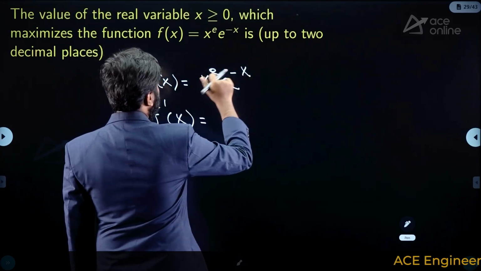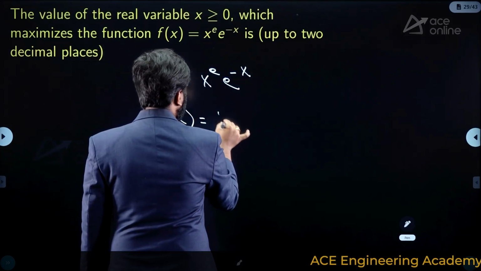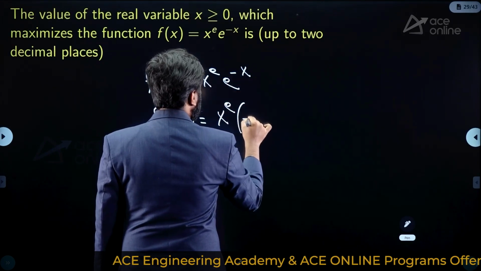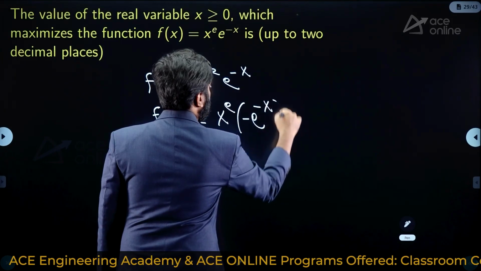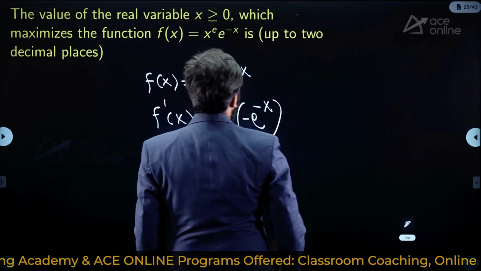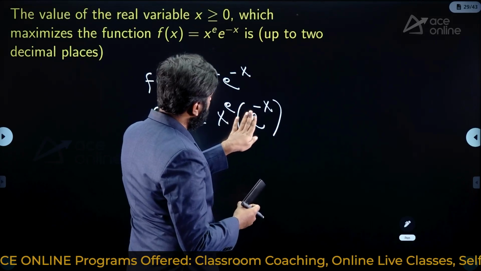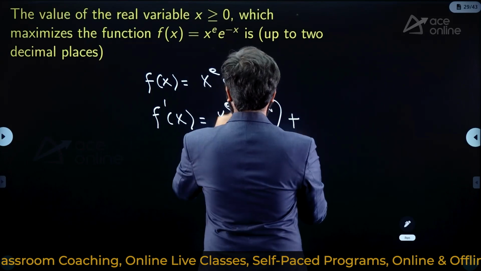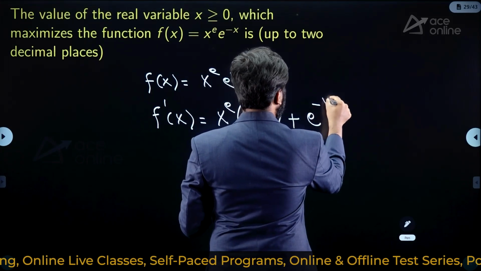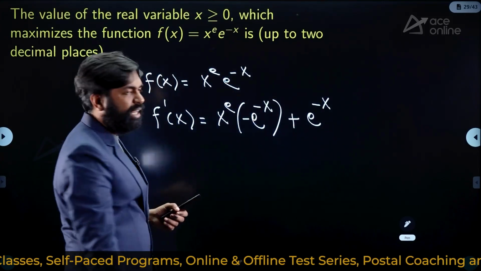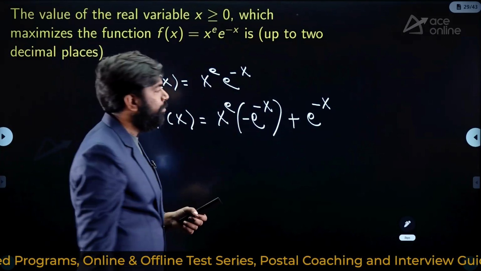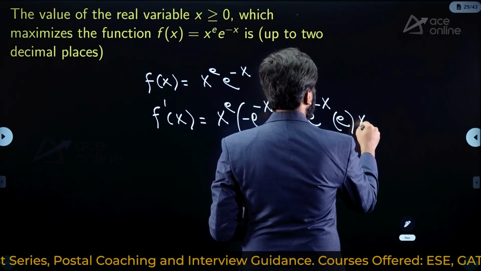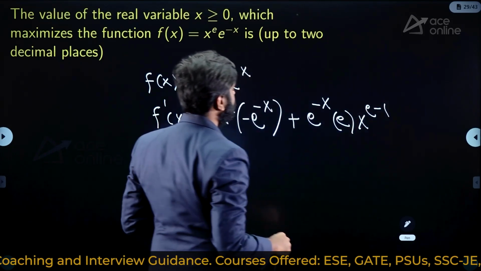Since we have x here, you need to use the product rule. So I'll keep this quantity as it is. Then what's the derivative of this? The derivative of this is minus e power minus x, because the derivative of e power minus x is e power minus x times the derivative of minus x, which is minus 1. Plus you can keep this as it is, that is e power minus x as it is. What is the derivative of x power e? e x power e minus 1.